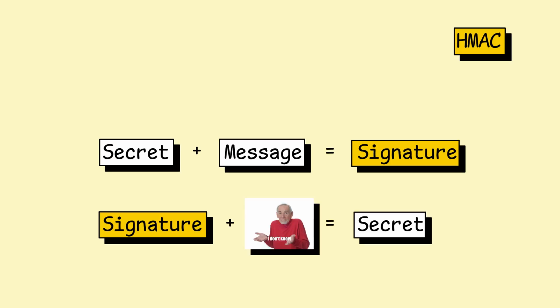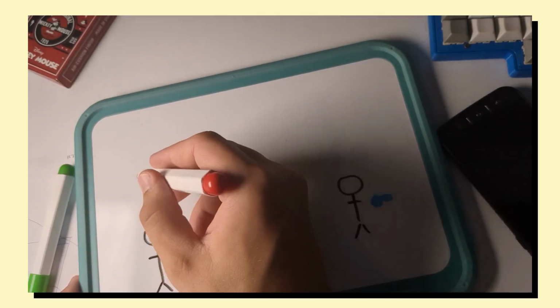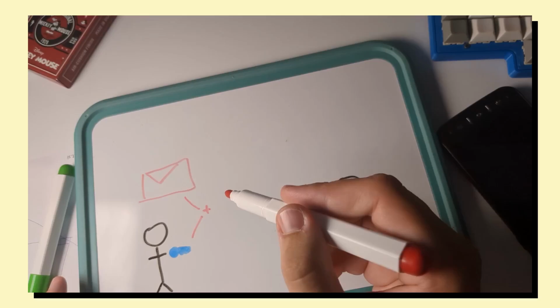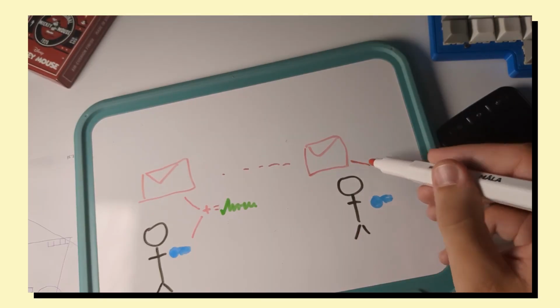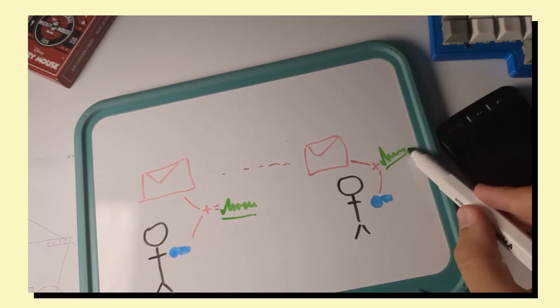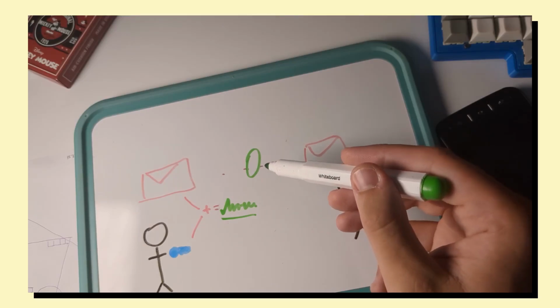Let me draw that for you. So you and I both know the same key, and when I send you a message, I can use this key to create a signature from it. And when you receive this message, you can use the same key to calculate the signature. And if those two signatures are the same, you know that no one tampered with the message content while it was in transit. Okay, so we know what HMAC does.